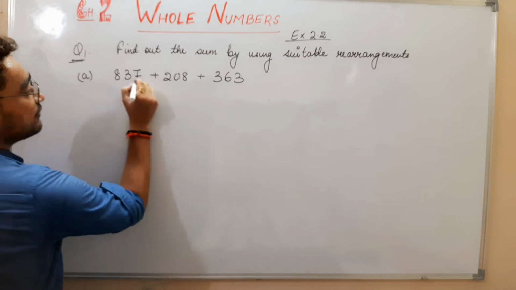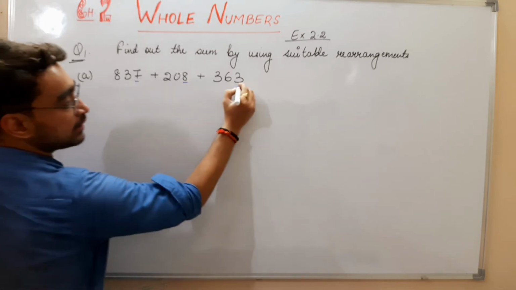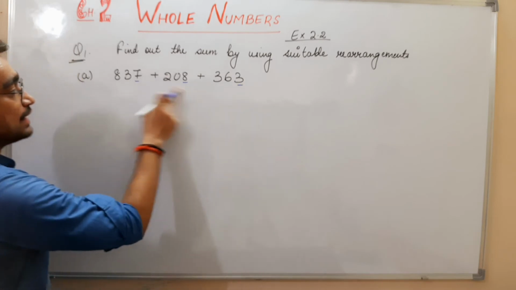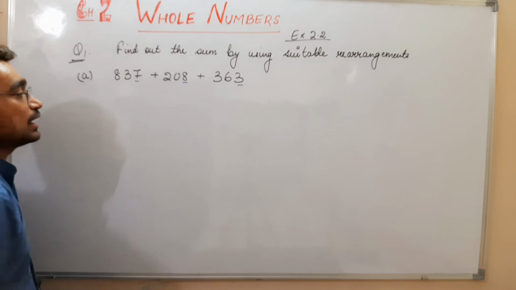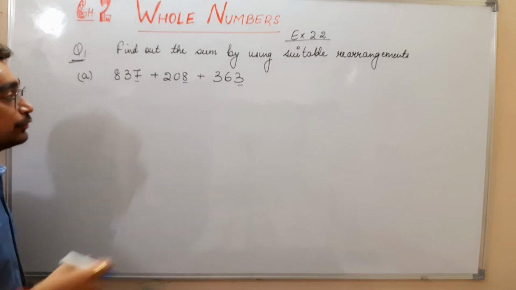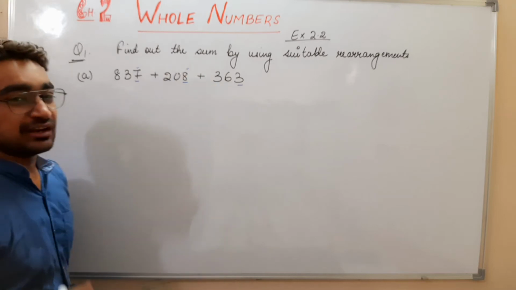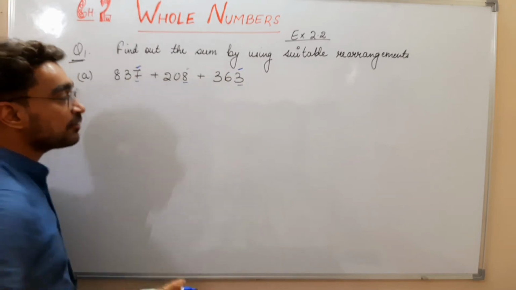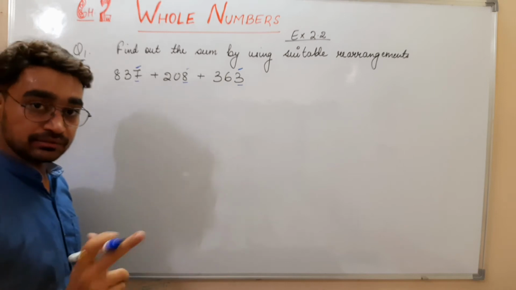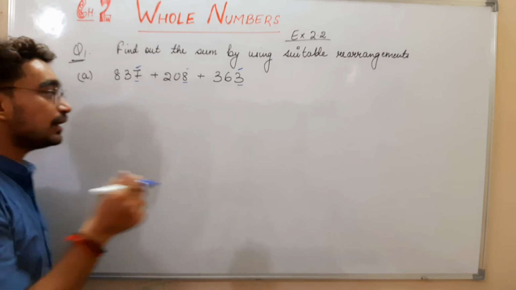So, how can I make the calculation easy here? See, I'm taking the numbers at the ones place, 7, 8 and 3. In the case of addition, now what can I do? If I add 7 plus 8, it becomes 15, it's not coming as 0. But if I add 7 and 3, it becomes 10, right? I'm getting a number which has 0 at the end. So let us do that.